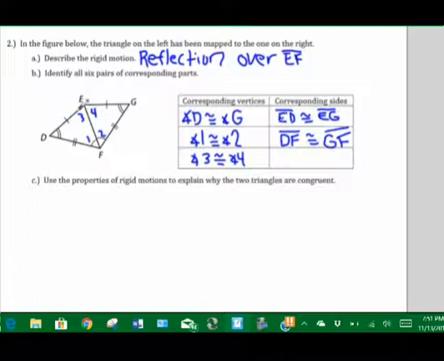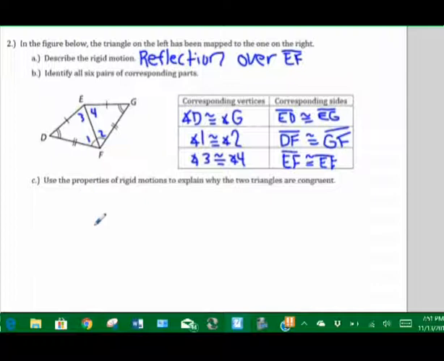Okay, last is this side right here. The left triangle and the right triangle both share EF. It's going to just stay where it is after the reflection, but that is the last side that you have to list. So you're listing EF, talking about the left triangle, is congruent to EF in the right triangle. EF. Okay.